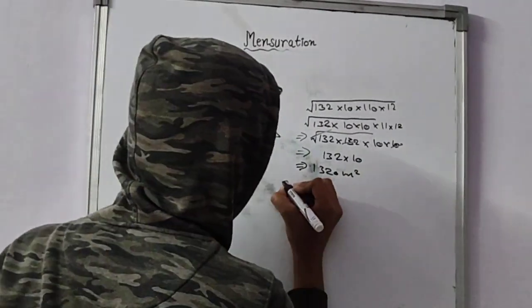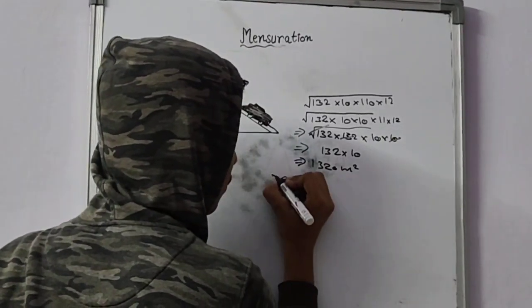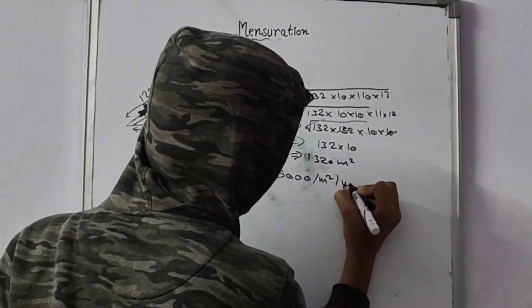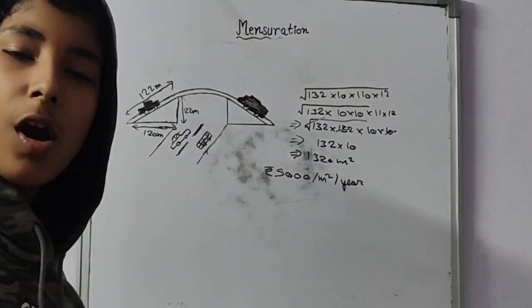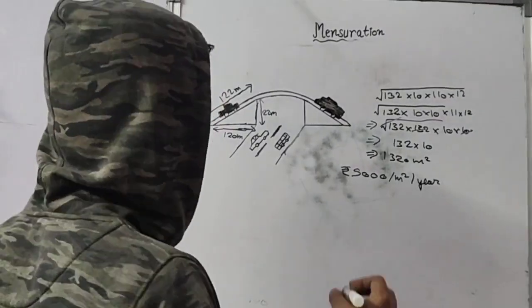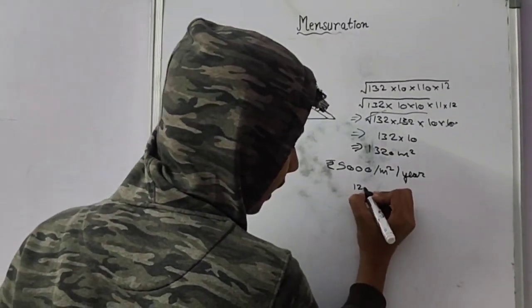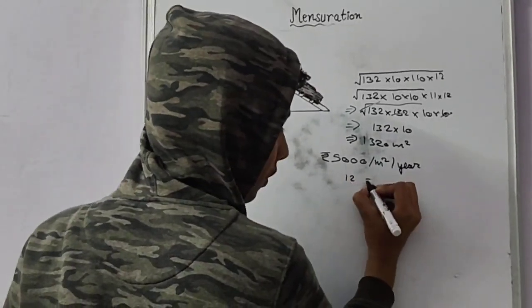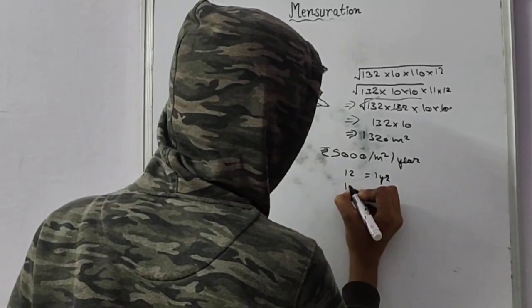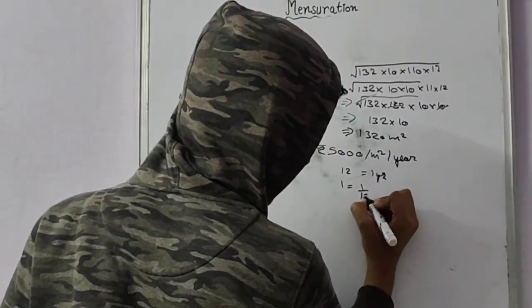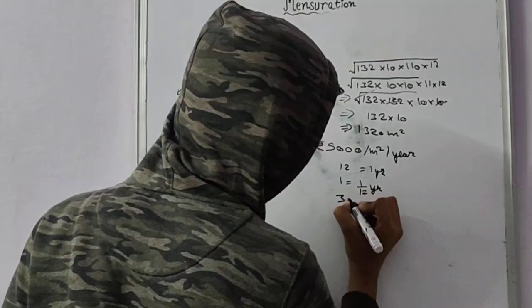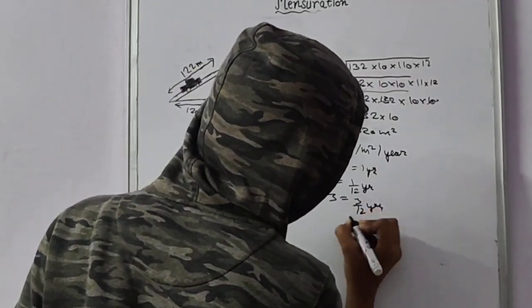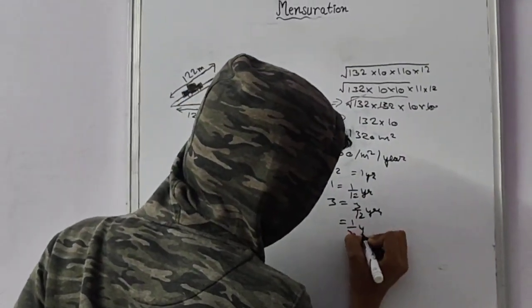So what was the cost? 5,000 rupees per meter square per year. So how many years is it taking? 1/4 of a year. In a year there are 12 months. In 12 months, 1 year. 1 month, 1 by 12 year. 3 months, 3 by 12 year equal to 1 by 4 year.